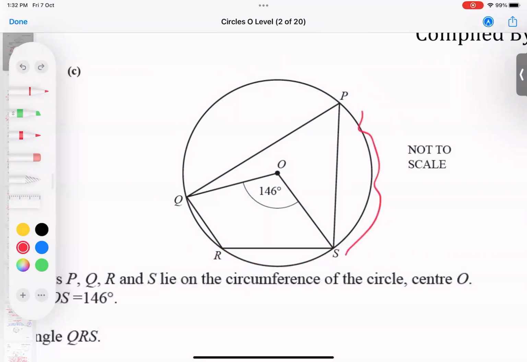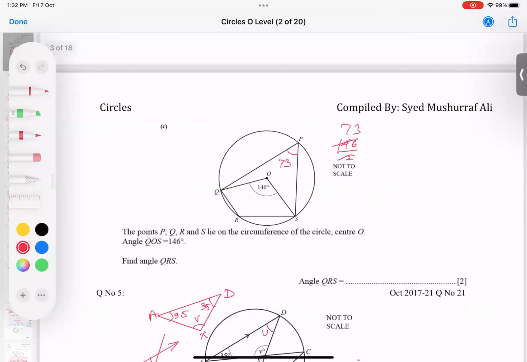So any point on the major arc, I mean to say here, here, anywhere, you join that point with Q and S. So this angle is called angle at circumference. And this angle is 146. Notice this one, half: 146 divided by 2 is 73. So I think you understood the definition to some extent.